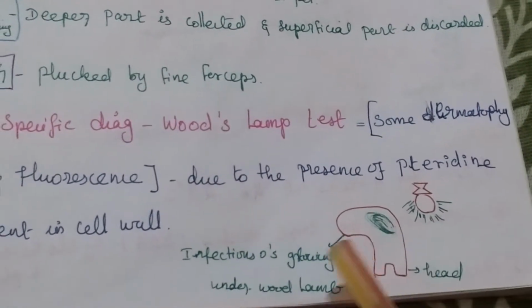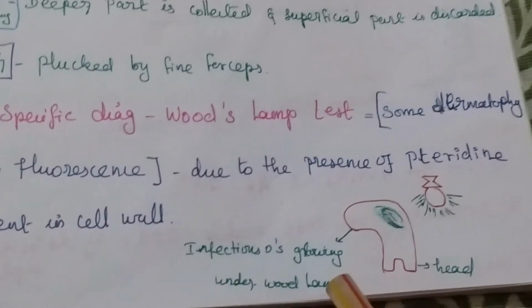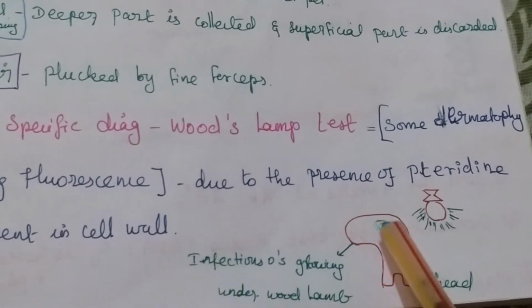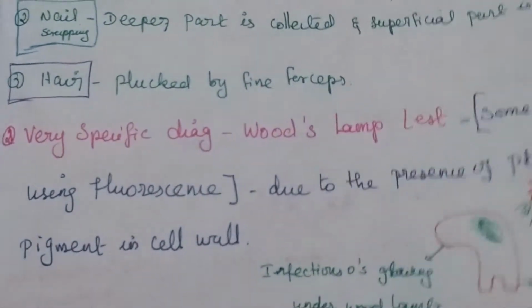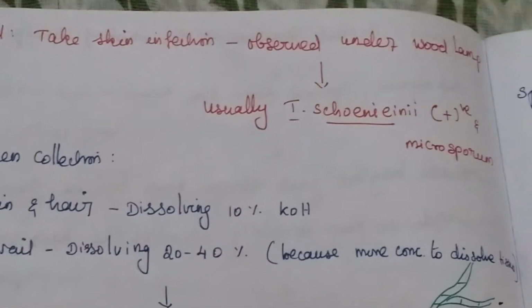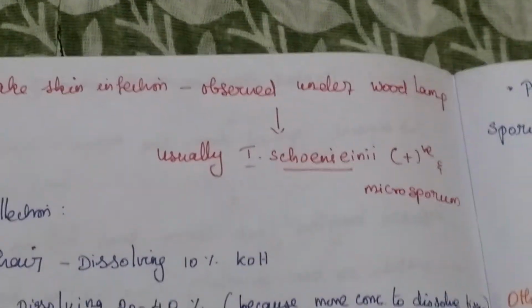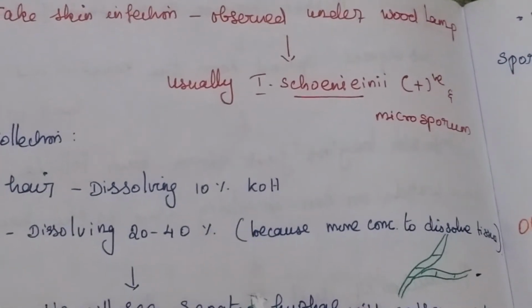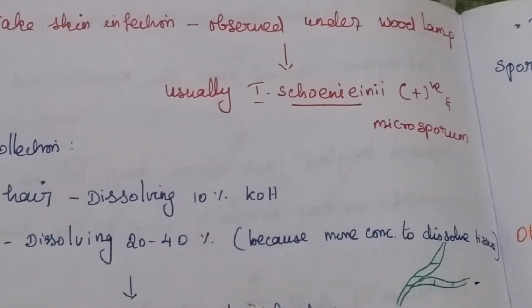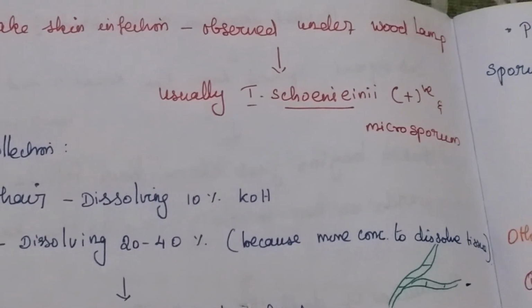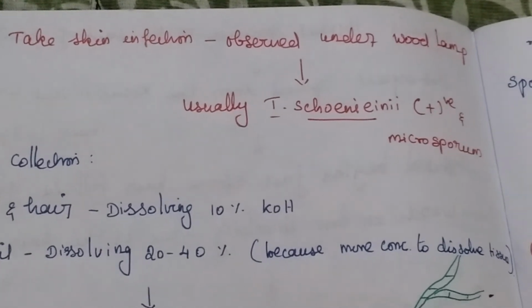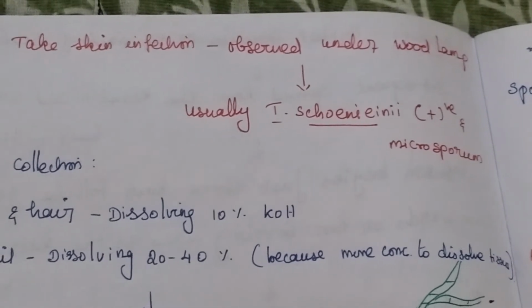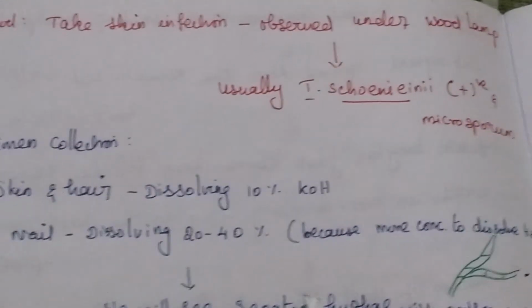This one is a head infection, and the infectious organism is glowing under the Wood's lamp. Here glowing will occur, so it is a very specific test. How do we do it? Take the skin infection and observe under the Wood's lamp. Usually Trichophyton, Sonini and Microsporium are positive in the Wood's lamp test.